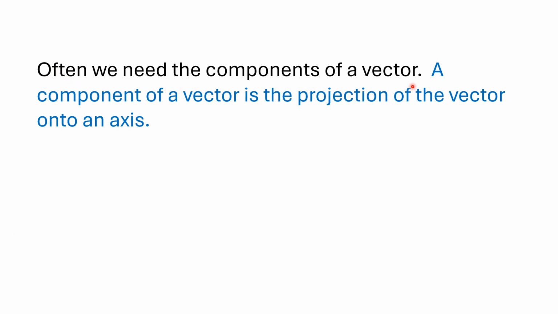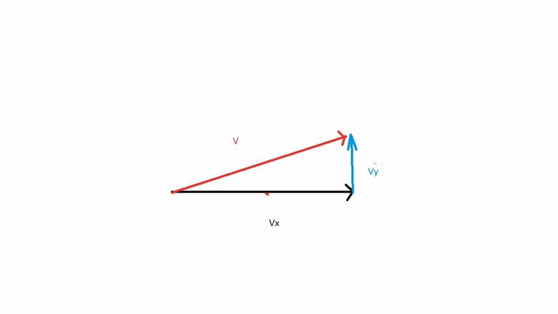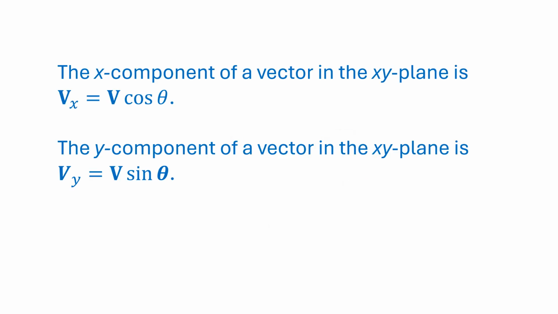Often we need the components of a vector. A component of a vector is the projection of the vector onto an axis. So here we have a vector, the red vector V, has an x component, the black vector, plus a y component, the y vector. Using a little trig, we find that the x component is v cosine theta, and the y component is v sine theta, where theta is the angle between the vector and the x-axis.